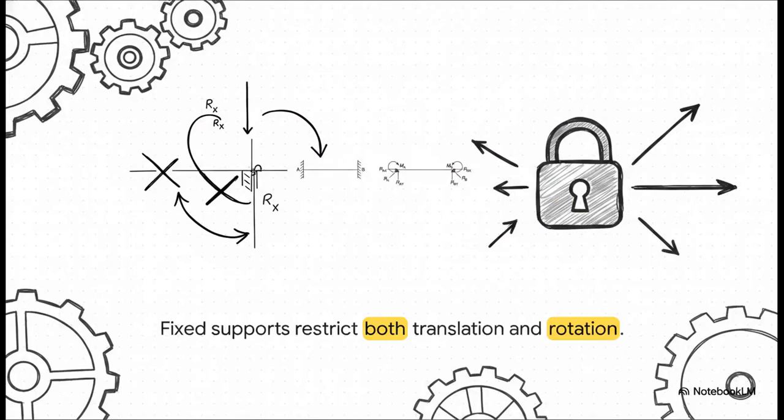And here is exactly what that looks like on paper. See those curved arrows labeled M? That is your restraint moment in action. Fixed supports restrict both translation and rotation. By combining that directional restriction with that powerful restraint moment, the joint is locked down completely tight. No sliding, no spinning, nothing.